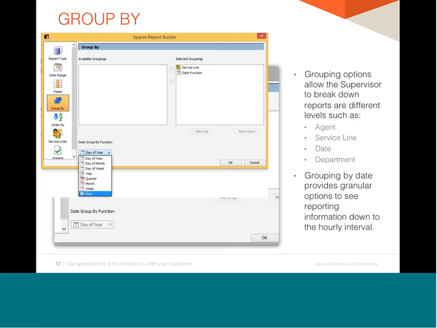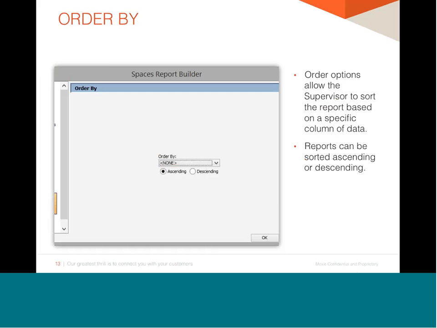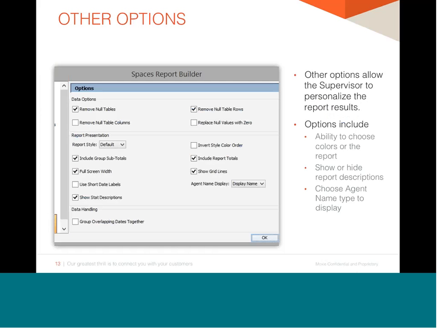You can do exactly the same as well as a mailbox standard. So it allows you to group by date and provides a bit more granular information for each of these reports. You can also order by, so if you want ascending, descending, and then there are other options as well. So for example, if you just don't want to have any of these null tables within there, just tick the box, click OK, and then this report will run.